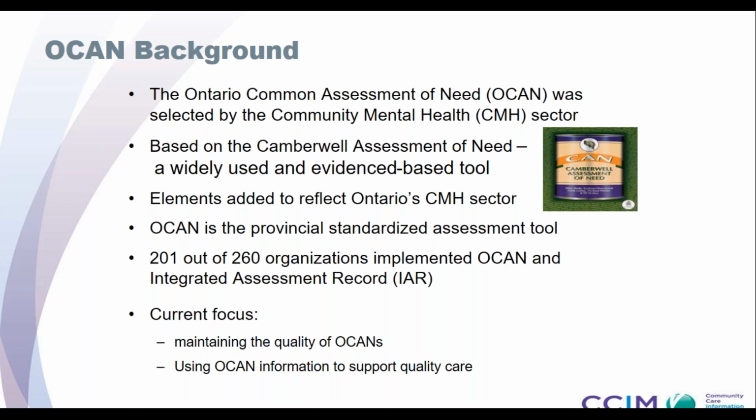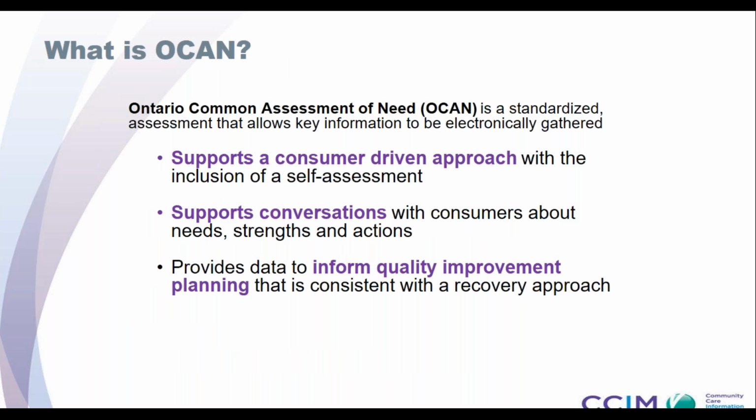The current focus of CCIM, Community Care and Information Management, is to help maintain the quality of OCANs, and the more focus now has really been on how to use the OCAN information to support quality care. OCAN supports a consumer-driven approach, as there's the inclusion of a self-assessment. The idea is not to change the style of work that organizations do with their clients, but to have a common template that supports conversations with consumers about their needs, strengths, and actions. Also to provide data to inform quality improvement planning.